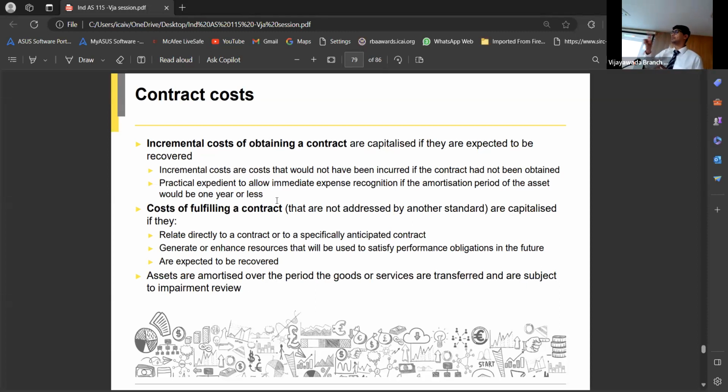Again, here the two main principles are that the costs have to be very specific to the contract. They have to be incremental. These two are important. If these two conditions are satisfied, then capitalize, no problem.